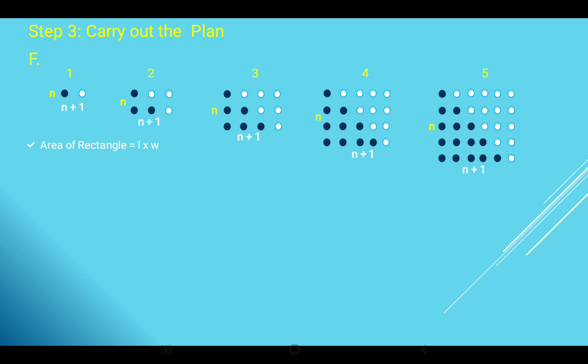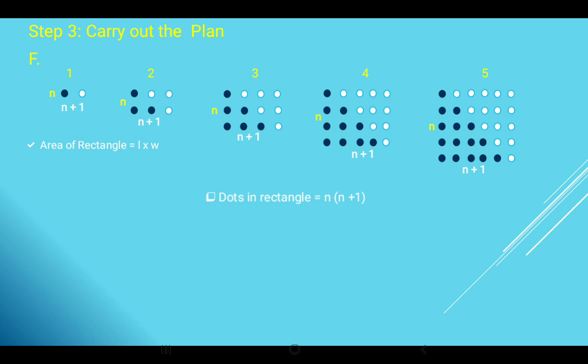Next, sa fourth term, sa width niya, meron tayong 4 blue dots. Pagdating sa length, meron pa rin tayong 4 blue dots plus 1 white dot. Next, in the fifth term, sa width, we have 5 blue dots, and in the length, we have 5 blue dots plus 1 white dot. So, dun po, kung titignan natin, ito yung pagkuha ng number of dots in a rectangle. To simplify, it is n multiplied by n plus 1.